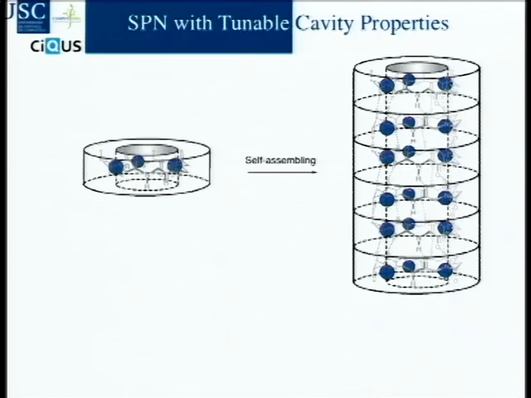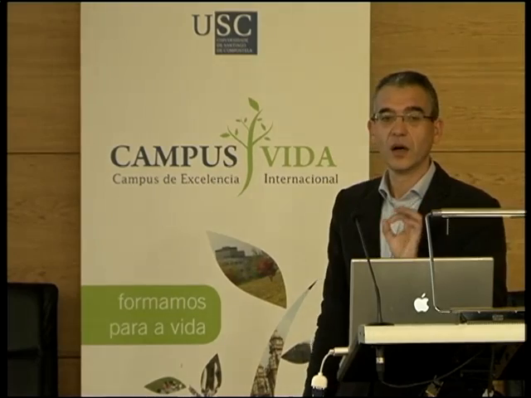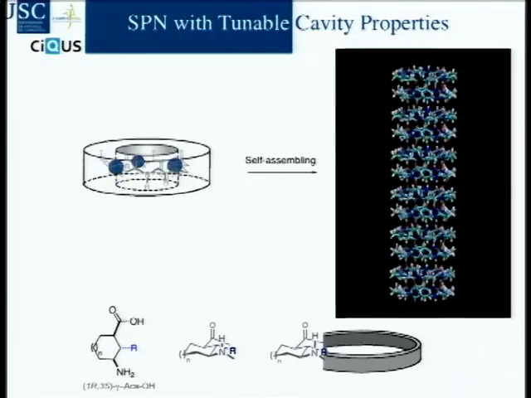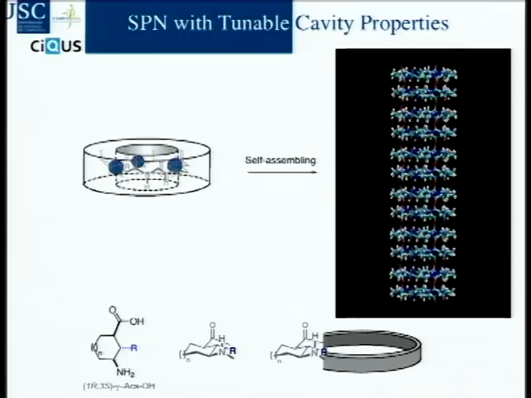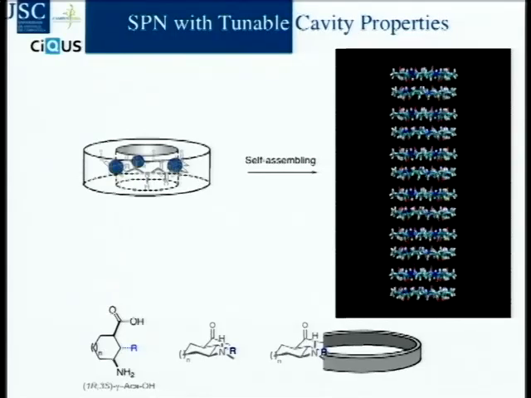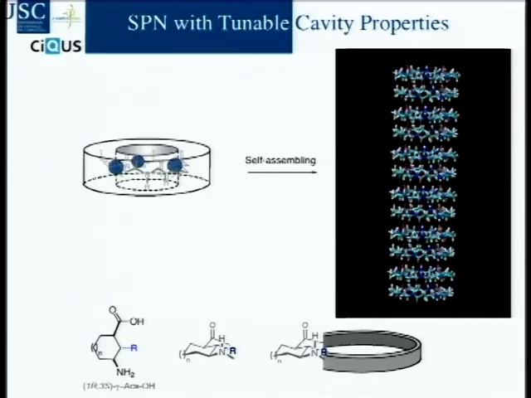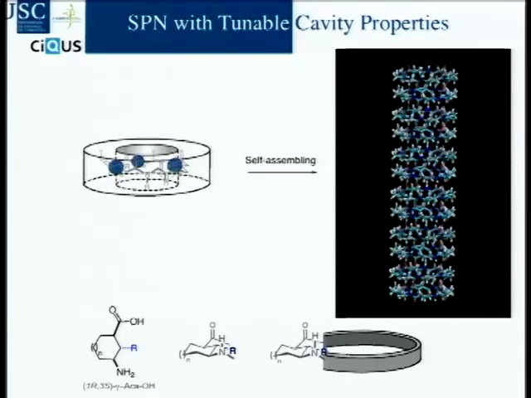What we were interested in is to address a question that cannot be achieved by the previous nanotubes: the preparation of a tubular structure in which we have a specific functional group projected into the cavity of the nanotube. For that purpose, we thought to use this kind of amino acid, which allows the formation of the flat conformation of the peptide and stacking to form the nanotube, but also has this group that is projected into the cavity. So we might be able to change the properties by changing that group.